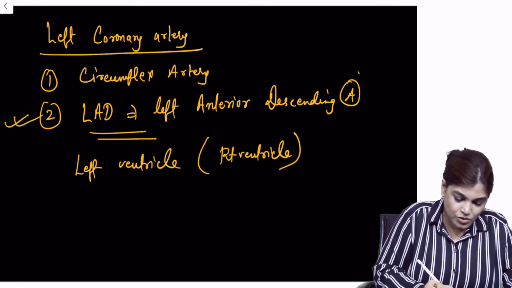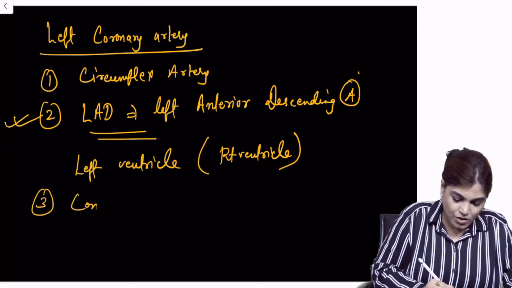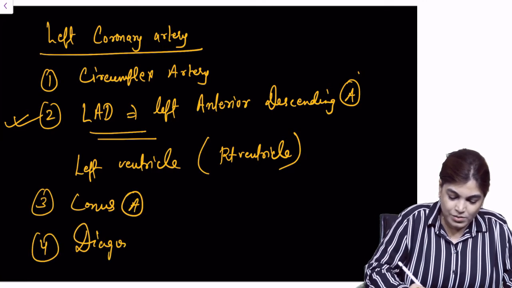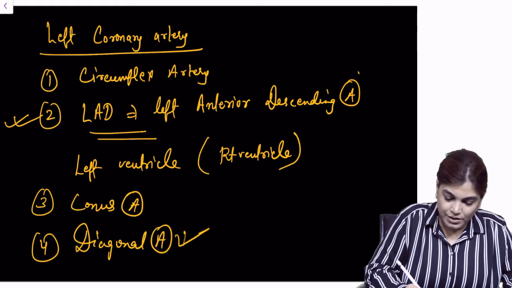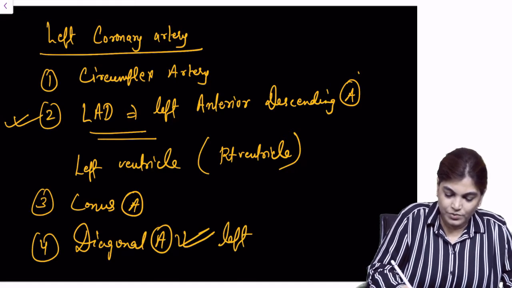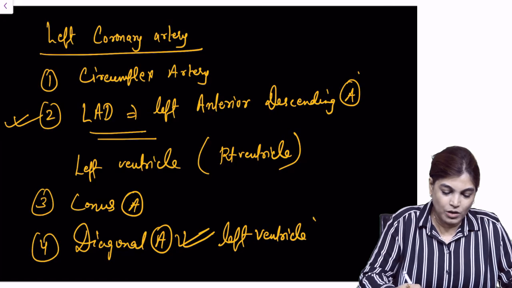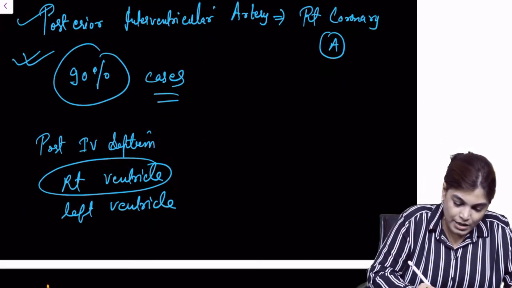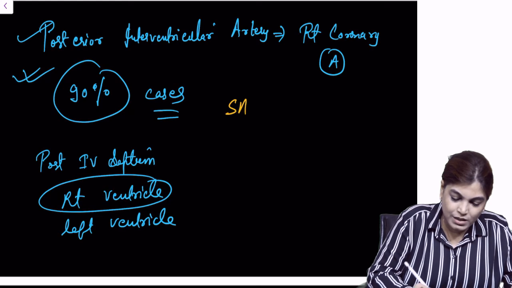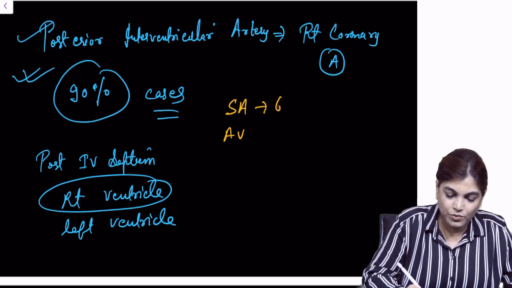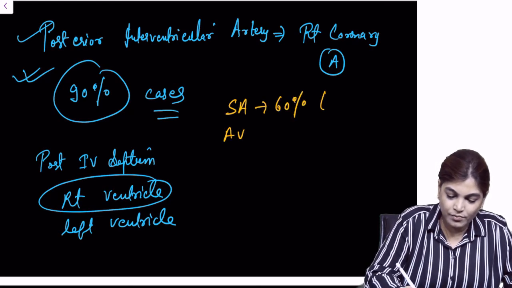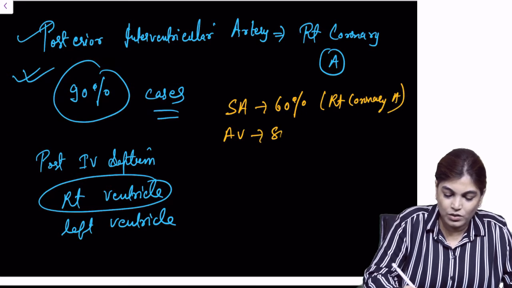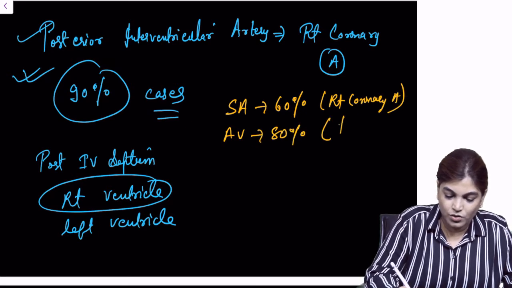Other than that, it also gives conus arteries. It also gives diagonal arteries. The diagonal artery is mainly giving blood supply to the left ventricle. Now, if I talk about the SA node and AV node: the SA node in 60% of cases gets blood supply from the right coronary artery. And in 80% of cases, the AV node also gets blood supply from the right coronary artery.